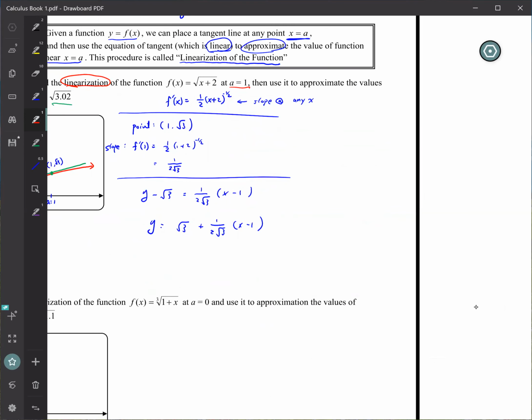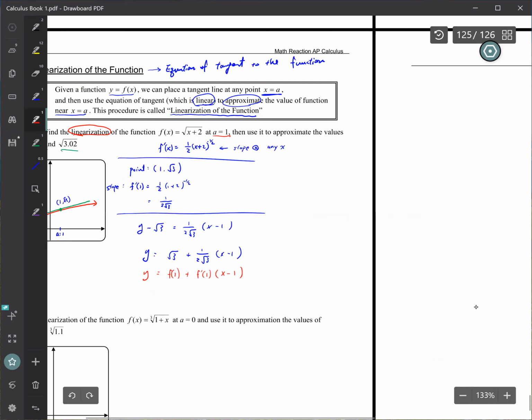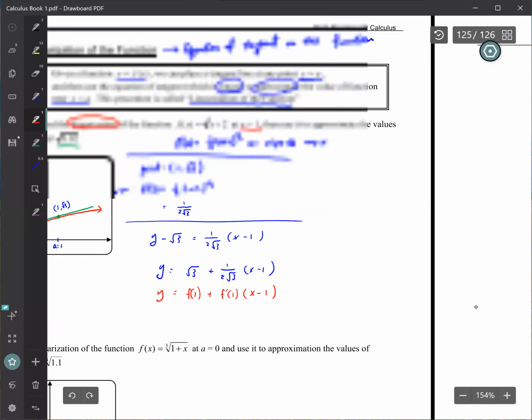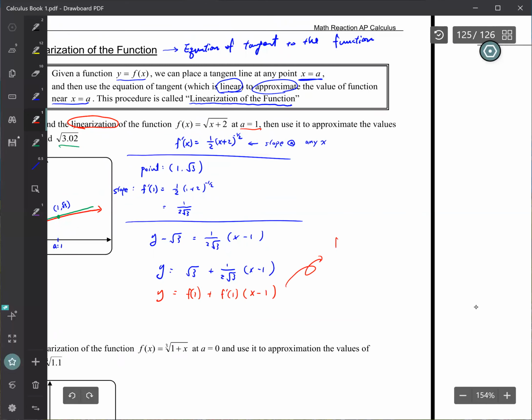Right, the left side is the y, and then this one, right, y equal to f of 1, plus f prime of 1, and then x minus 1. X minus 1 is like the dx, or the delta x, right? Compare with the formula that we had before.